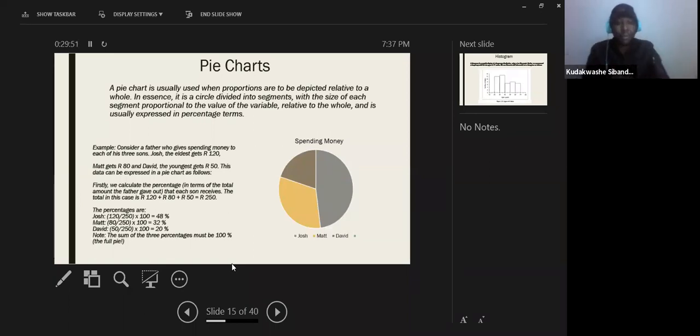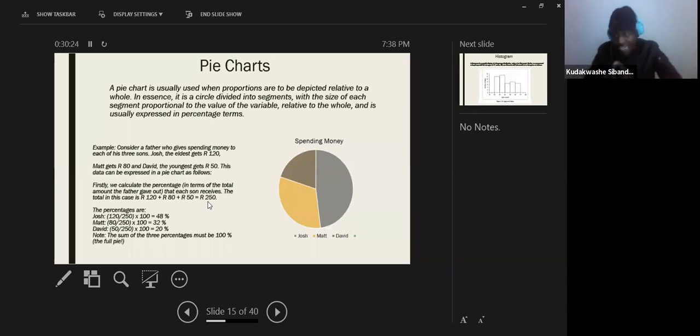So let's look at an example of a father who gives spending money to each of his 3 sons. The eldest, Josh, gets 120. The second born, Matt, gets 80. And the youngest, David, gets 50 rand. Now to express the amount that each son got as a percentage of the whole amount that the father gave all 3 of them, you have to calculate the total amount, where you add 120, 80, and 50, and you get 250.